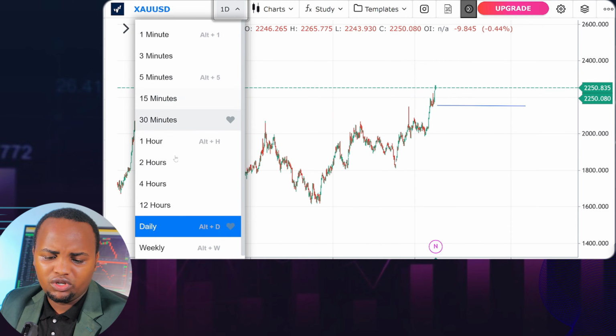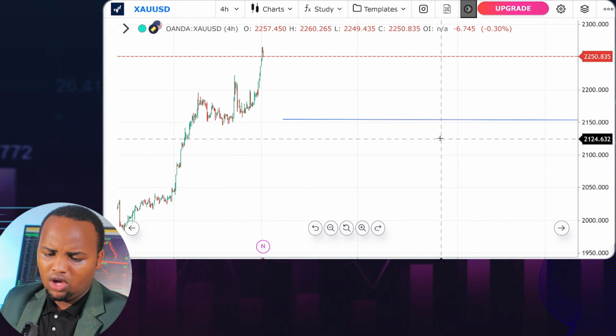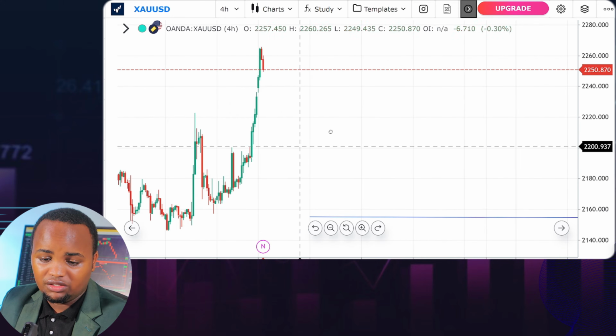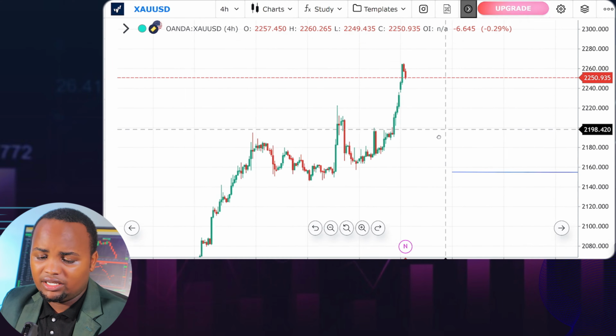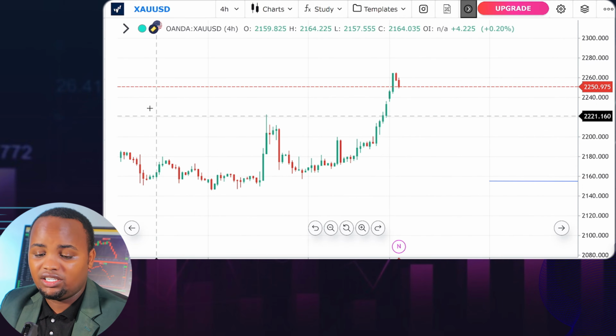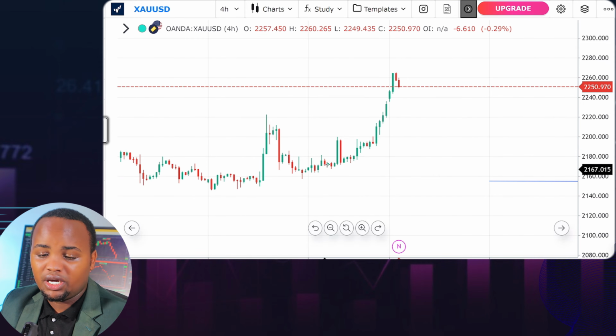Then we have another time frame, which is the 4-hour time frame. On the 4-hour time frame, this is mostly where you use your indicators. This is where you use technical analysis even after analyzing on the daily time frame, but it just depends on what you do.